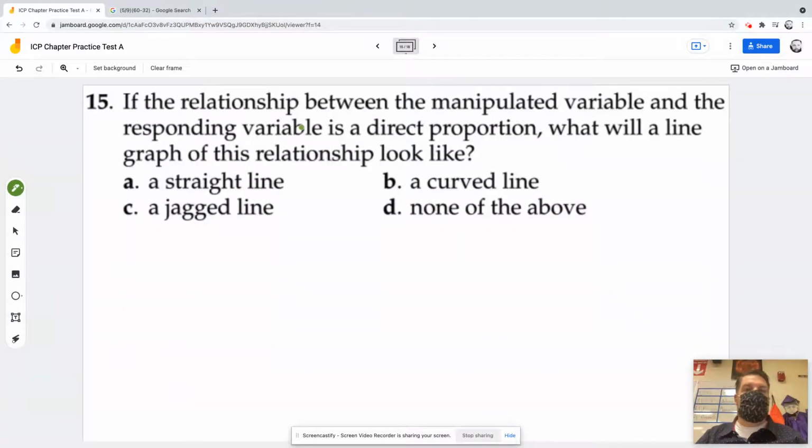Question number 15. If a relationship between a manipulated variable and the responding variable is direct proportion, what will the line graph of this relationship look like? I said it about 3 times yesterday. A, straight line, right? Man, you guys are cooking with gas.